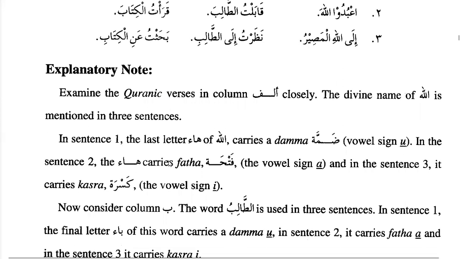Okay, continue. Explanatory notes. Examine the Quranic verse in column Alif closely. The divine name of Allah is mentioned in three sentences. In sentence one, the last letter Ha of Allah carries a Damma, forward sign U. In sentence two, the Ha carries fatha, the forward sign A. And in sentence three, it carries kasra, the forward sign I. Kasra.